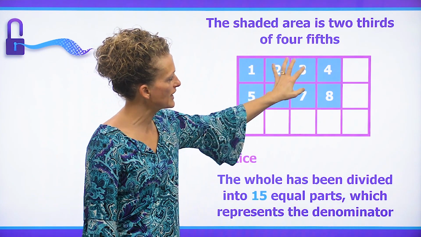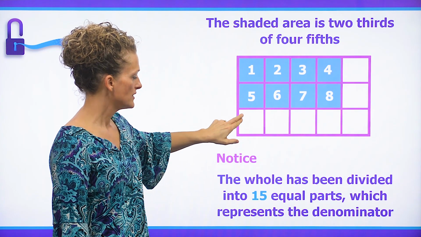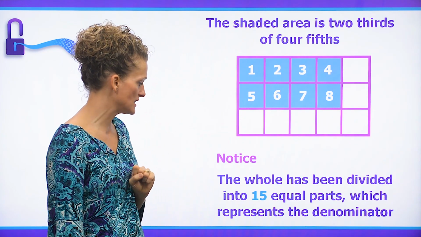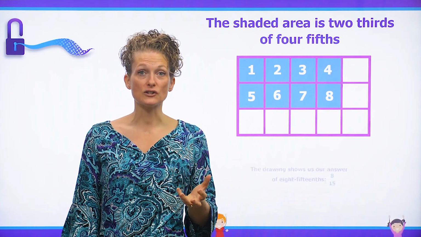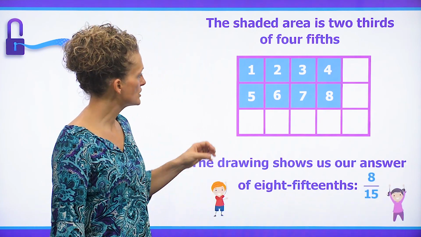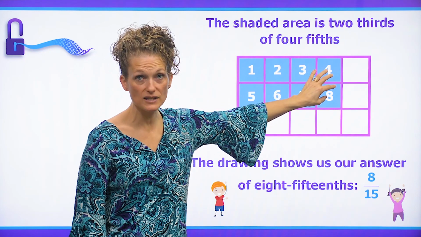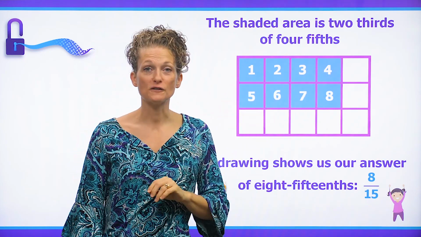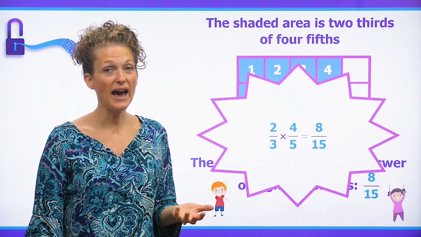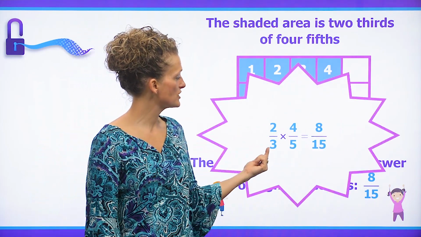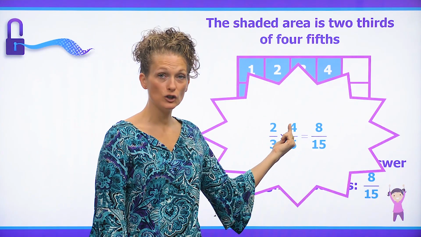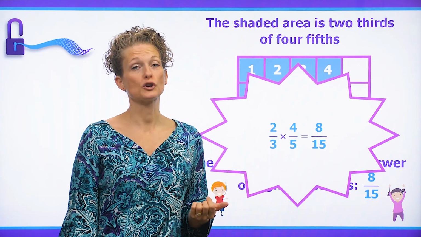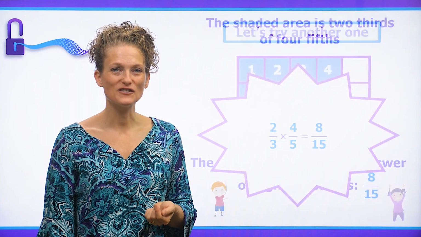So notice that if we count up all of the squares, then the whole has been divided into 15 equal pieces. And again, that represents our denominator. So this drawing shows the same as what we got with just straight multiplying, that we have 8/15, which is exactly what we had when we did the multiplication by multiplying the numerators first and then the denominators. So we get that 2/3 of 4/5 is 8/15.